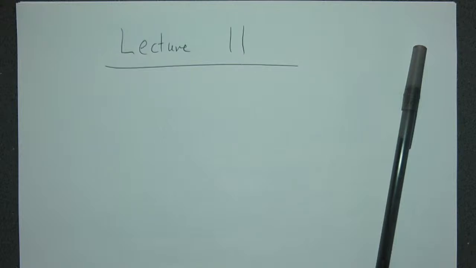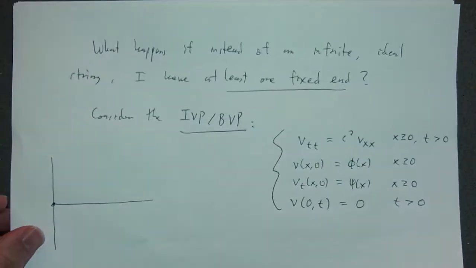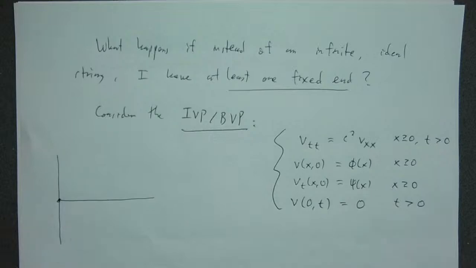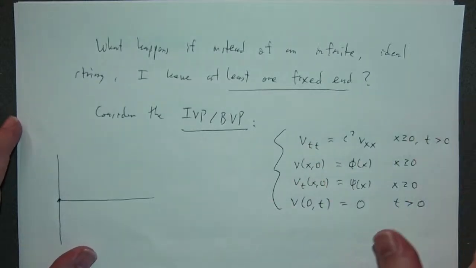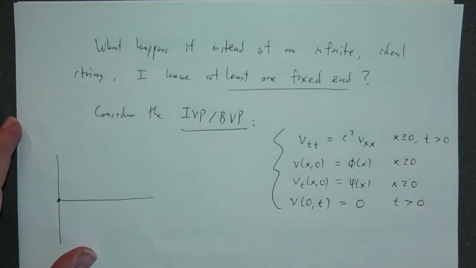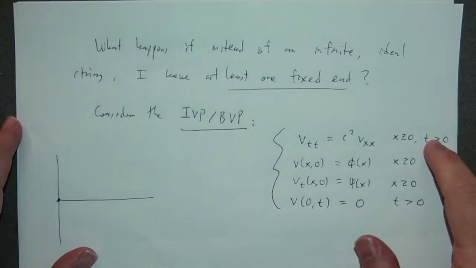Okay, so welcome back, everybody. We ended yesterday's lecture with this setup. We wanted to consider, instead of an infinite string, some kind of ideal string. This infinite string came to us because our original consideration of this type of problem involved seeking a solution where x was just a real number, from minus infinity to infinity, and t is greater than 0.